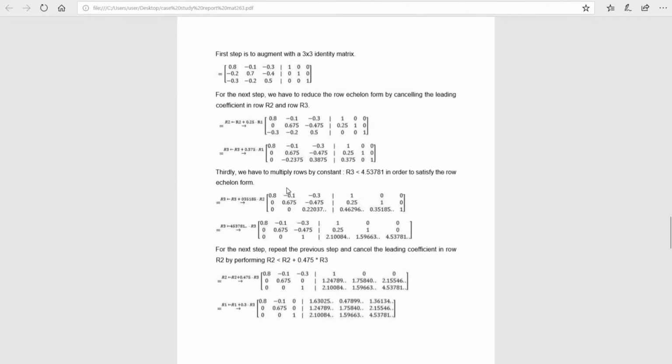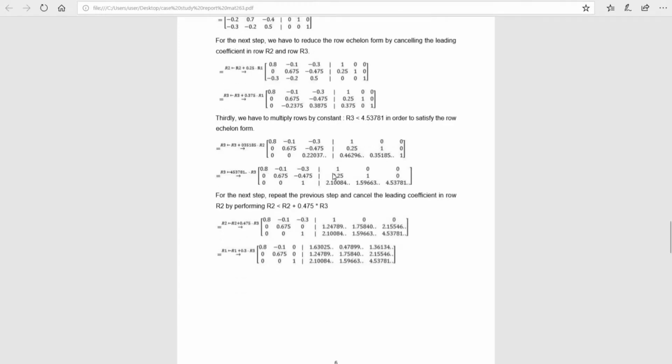So the next part is we have to multiply rows by constant, which is row 3 times 4.53781 in order to satisfy the row echelon form. So as you can see here, we try to reduce the numbers to the respected pattern, which is 1 0 0 0 1 or 0 0 1 4. So the next step is we repeat the previous step and cancel the leading coefficient in row 2 by performing row 2 plus 0.475 times row 3.